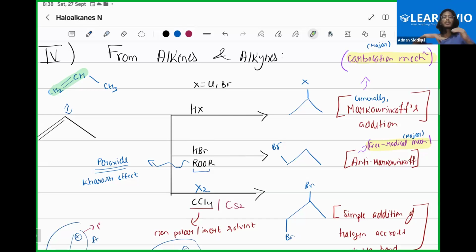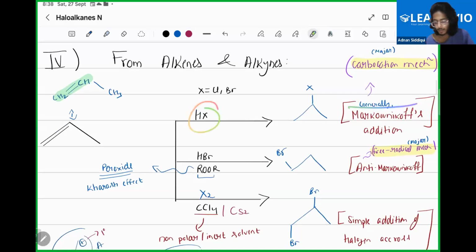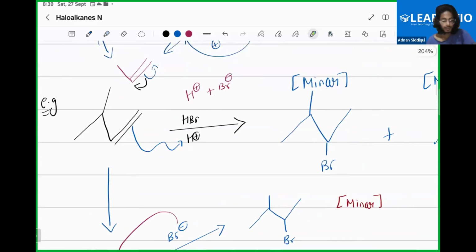But if they are trying to trick you in the question, they are going to complicate your starting material. And then you have to think in terms of the actual mechanism, what is happening inside the reaction. Generally, whenever we have HX, we go by Markovnikov addition. But what is the actual mechanism happening inside this? This is the carbocation mechanism. Let me explain what I'm trying to say. Is it an alkene or not? It is an alkene. I am reacting it with HBr.